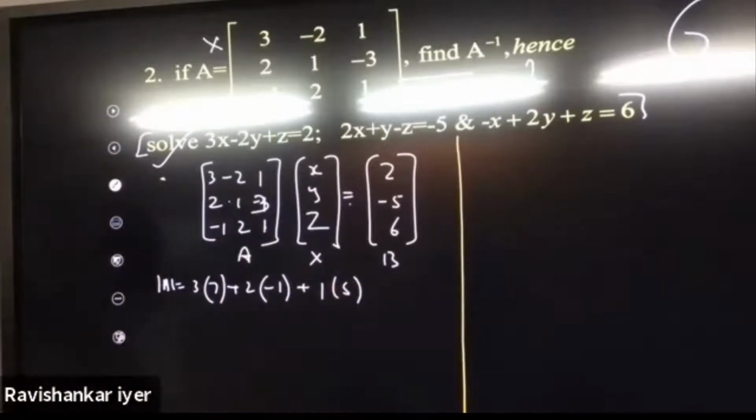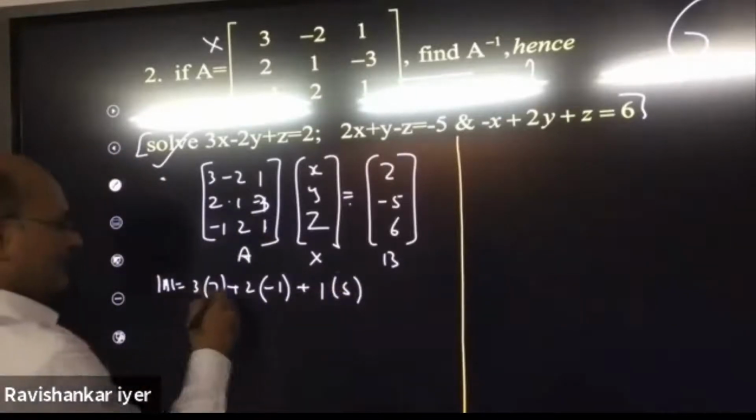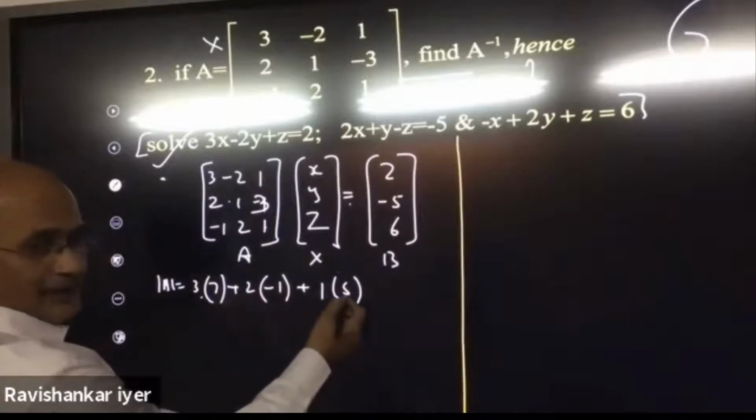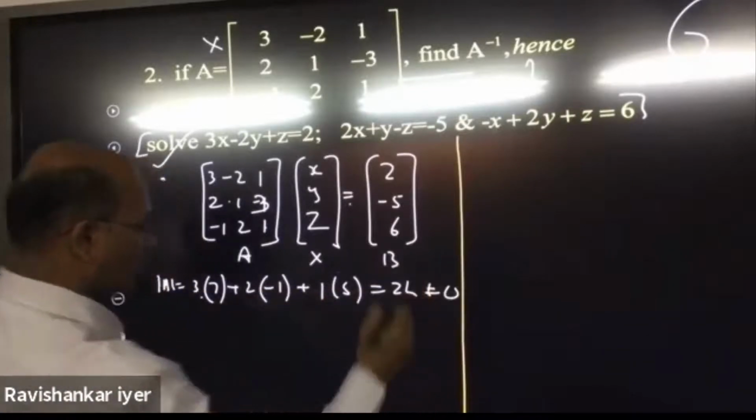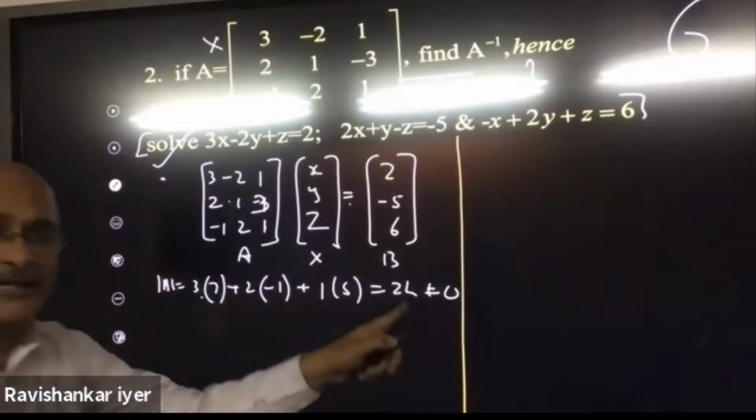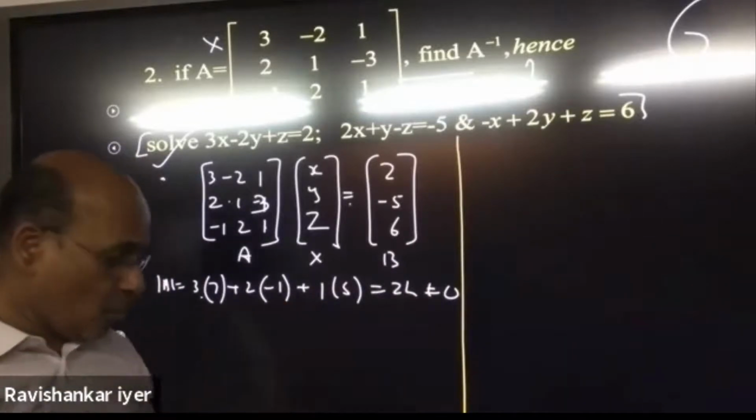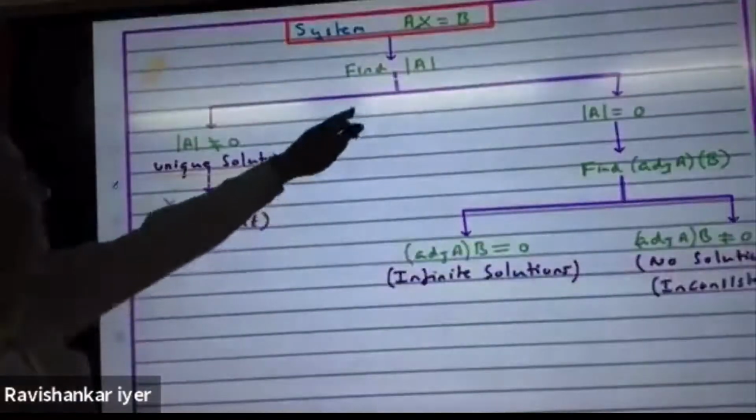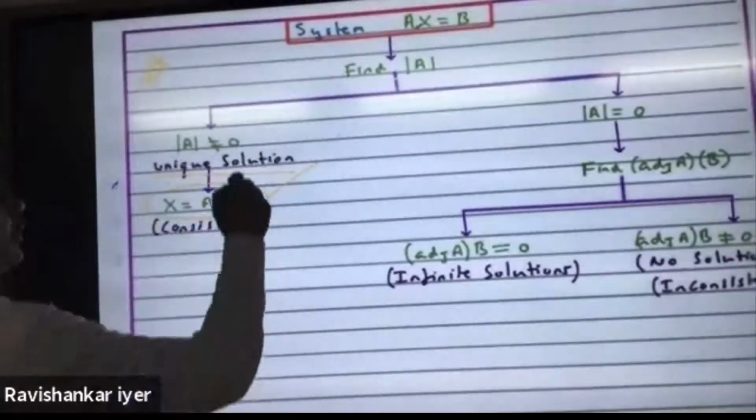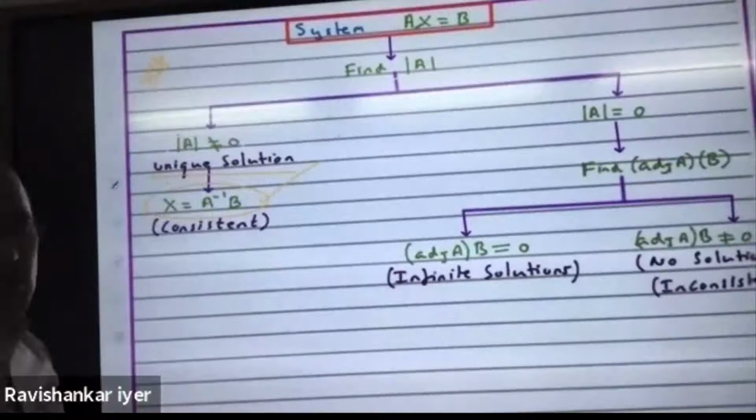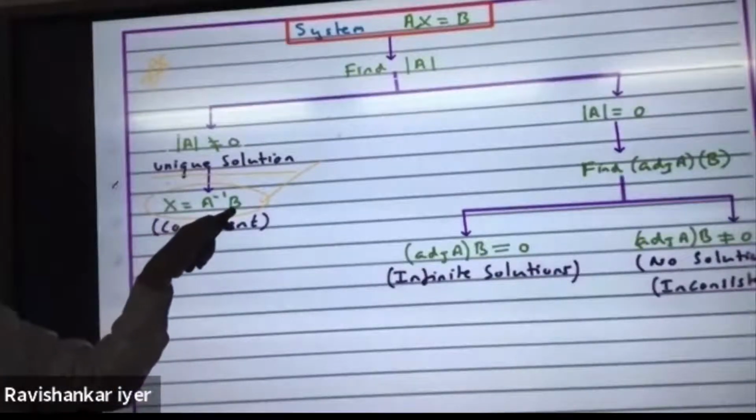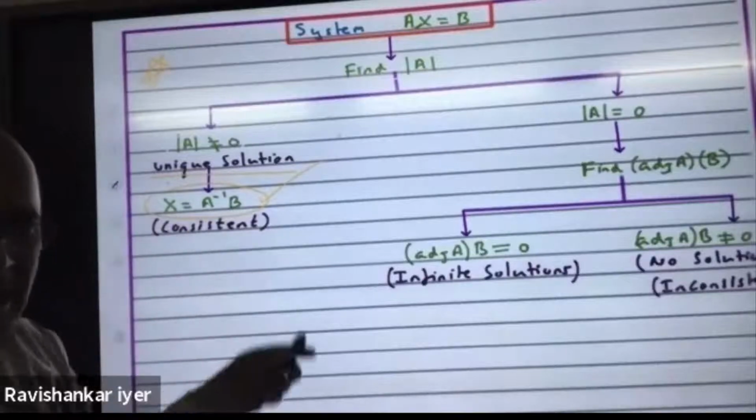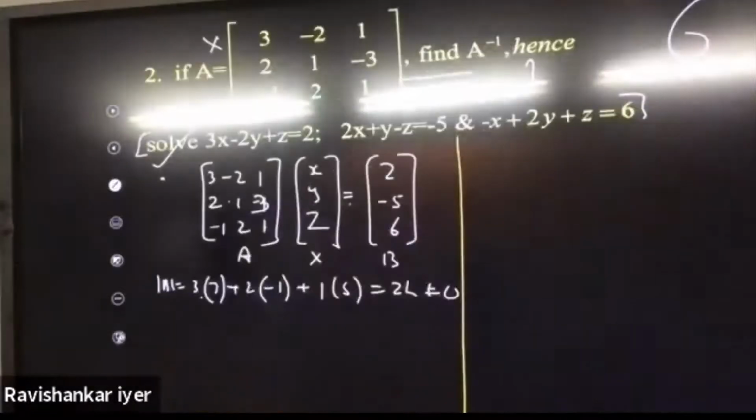So I think I'm very clear about it. 3 sevens are 21, 21 plus 5 is 26, minus 2 is 24, not equal to 0. Once you get the determinant value, you have to go back to the chart. Determinant A is 24 in this case, not equal to 0. That means the solution is X equals A inverse B.